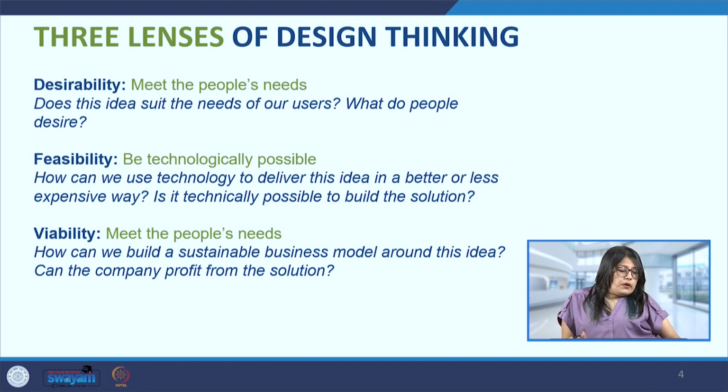The next is viability, where we may ask how can we build a sustainable business model around this idea, and can the company profit from the solution, because we are also looking at the company not going into loss. So we have to balance all these three, and like I had mentioned, all three of them act like three legs of a stool. So even if one is missing, or if one is disbalanced, then the entire goal sort of loses its purpose.